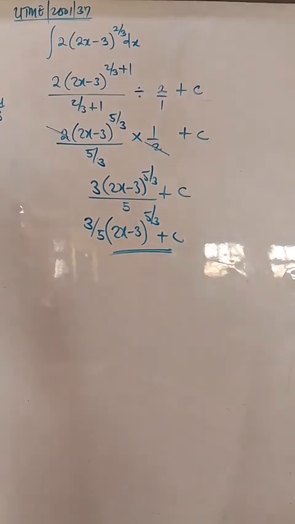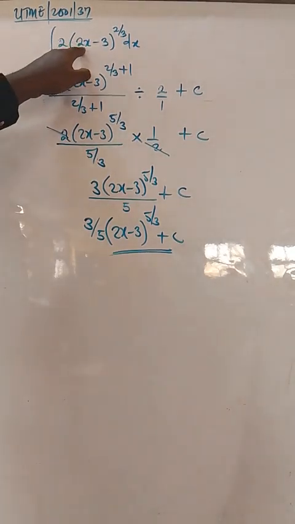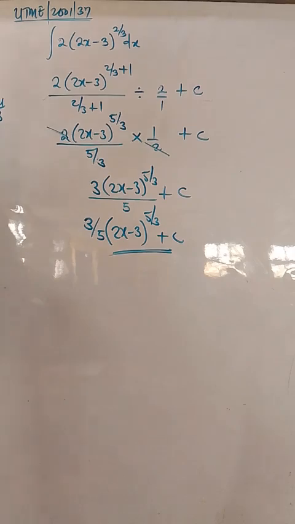But if the question is a theoretical question, maybe in WAEC, if you do it this way in theory, you don't get full marks. So to solve, you have to first let 2x minus 3 be equal to u. Then you continue as you've done earlier.